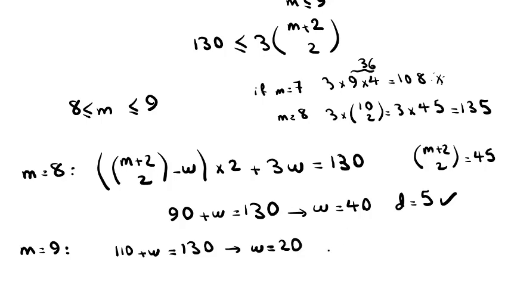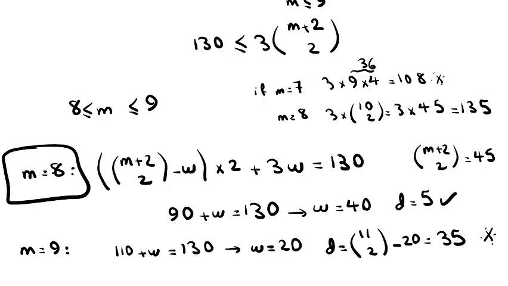20. Now the number of games that ended in a draw, we can say it's 11 choose 2 minus what? Minus the number of games that have a winner. It will be 55 minus 20, which is 35. But the whole number of games is 55, and 55 over 2 is 27.5. 35 is not less than that. So here it's a contradiction. So the answer is m equals 8.